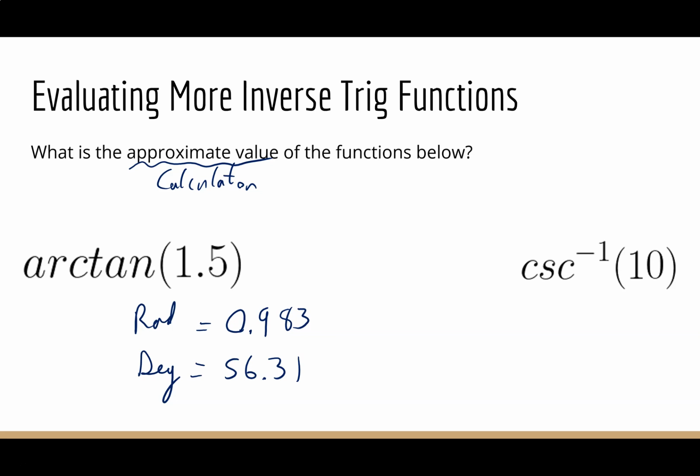Now, inverse cosecant of 10. This one you cannot type in as is because you do not have an inverse cosecant button. However, cosecant matches with sine, and you do have an inverse sine button. So instead, you are going to type it in as inverse sine of 1 over 10. That gives us, in radian mode, 0.1. In degree mode, that would give us 5.74.